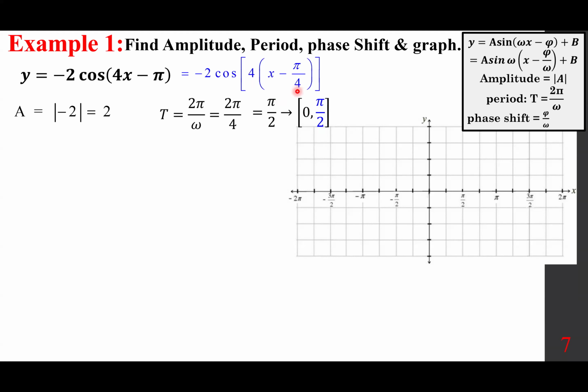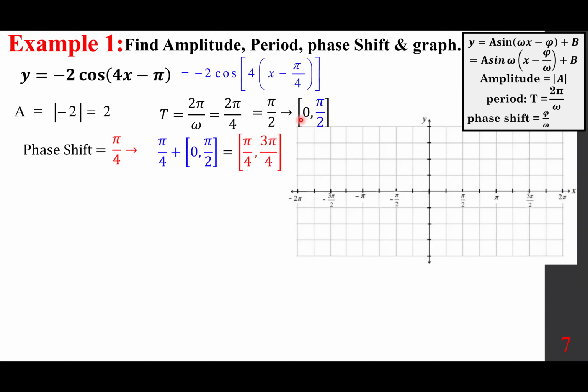Now going back here, if you look at this one, this is the phase shift. When you take the omega out, this is the phase shift. If it has a negative, that means positive. So pi over 4 is the phase shift. And if that is the phase shift, and this is a complete cycle without the phase shift, now you have to add this to this.